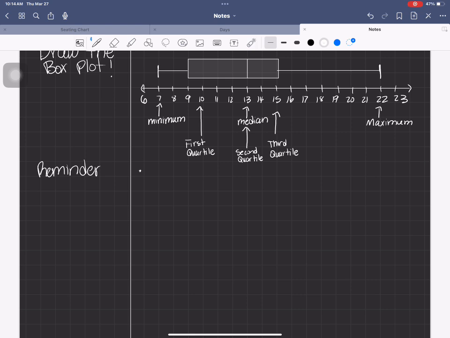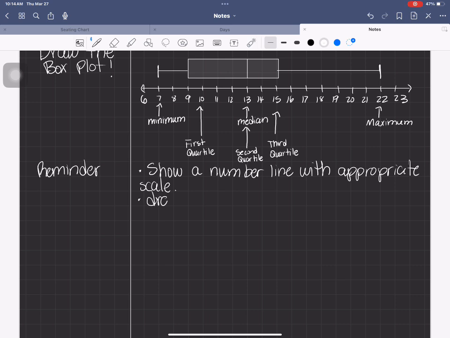Now, I'm going to remind you, when you do this, you show a number line. So you're going to draw a number line with the appropriate numbers. Remember, I wrote 6 through 23 because my box plot goes from 7 to 22. You are going to draw a box between the first and third quartile.